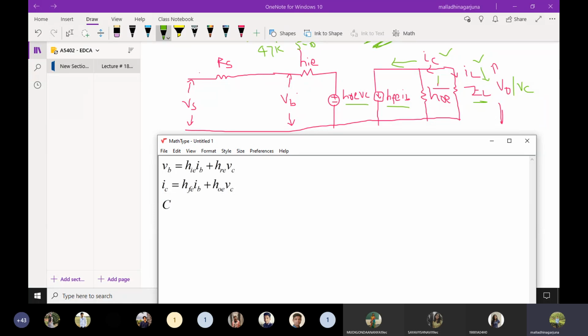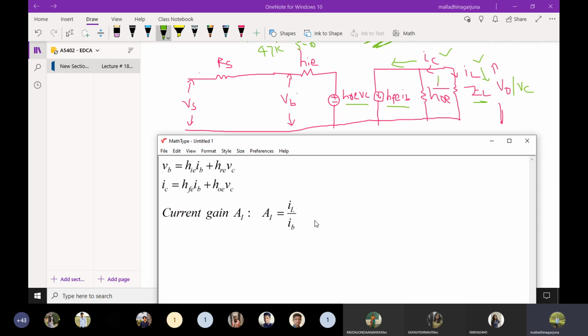Okay, so first let us calculate the current gain. First we need to calculate the current gain. Current gain is equal to IL divided by IB, output current by input current. Current gain is nothing but output current by input current. What is the output current? Whatever current is flowing through the load is our output current. So what is the current flowing through the load? That is IL. Input current is IB.